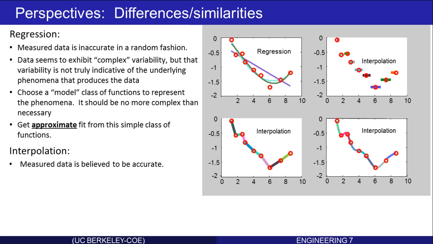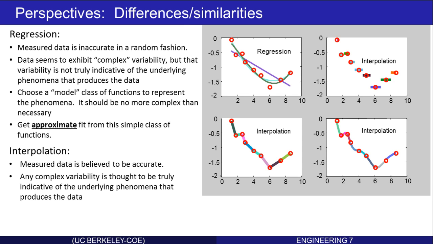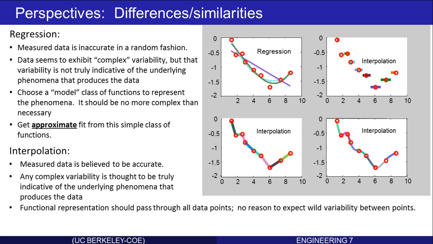In interpolation, we treat the measured data as completely accurate. Any complex variability in the data is thought to be truly indicative of the underlying phenomena that is producing the data. Therefore, the functional representation should pass through all the data points. They're all perfectly accurate. On the other hand, there's also no reason to expect any wild variability between data points.